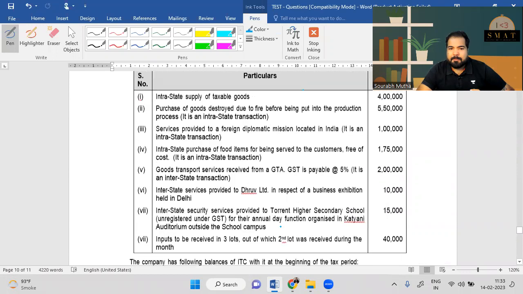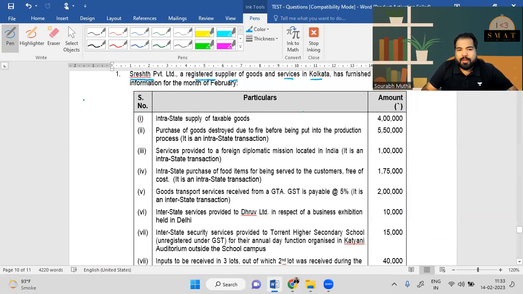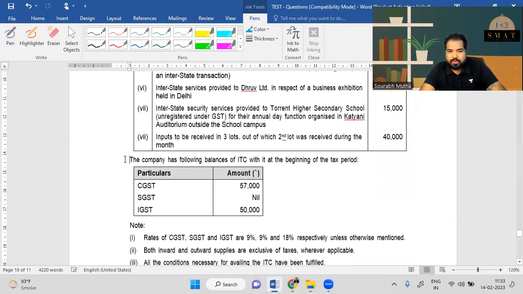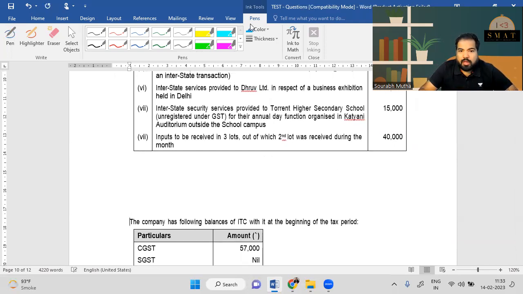Let's see how we do this. So I'm going to make 2 columns here. One, I'm going to make the liability ledger, and one I'm going to make the credit ledger, the ITC ledger.